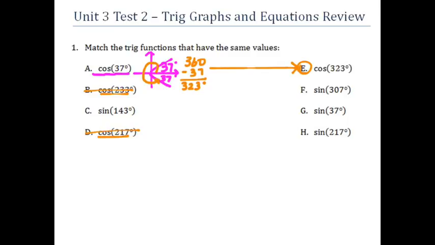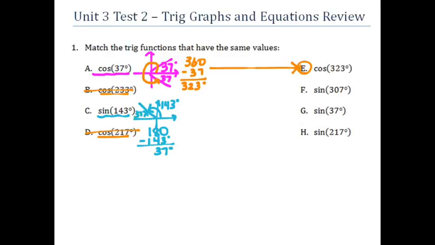Let's talk about sine 143. So 143, that angle is over here in quadrant 2. That's 143 degrees. And so if we're going to find another angle that would have the same sine, first thing we need to do is find the reference angle, which would be this little angle right here. So to find that, we're going to subtract 180 minus 143. And if we do that, we get 37 degrees.